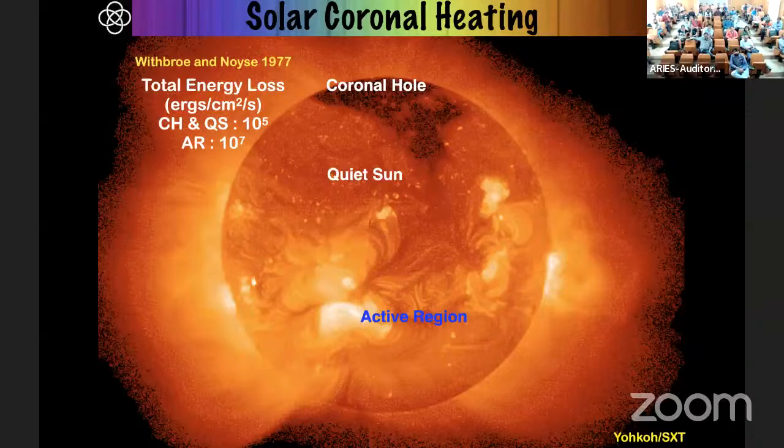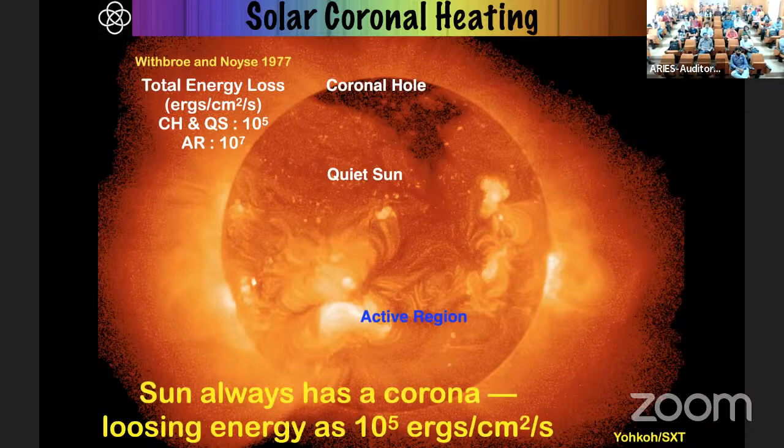So to explain how they release this, you need to find a way to understand how you put in so much energy continuously to sustain that kind of radiation. And that is the quantitative way of asking the question about coronal heating. Even if there is no active region, the sun is losing 10^5 ergs per centimeter square per second, because the quiet sun is always there.